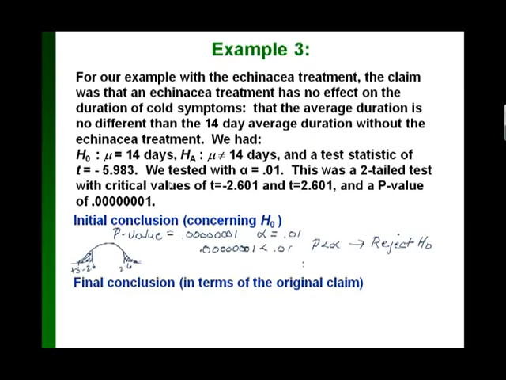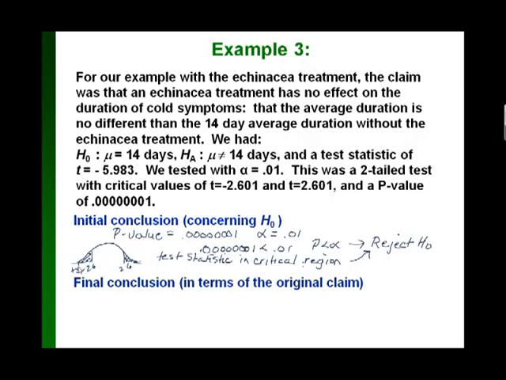When we look at this with the traditional method, since our alternative hypothesis had a not equal to, that means we have a two-tailed test. We actually had two critical values, negative 2.6 and positive 2.6, and our critical region is actually both of the tails beyond both of those two critical values. So if we look at our test statistic, it was negative 5.983. It's clear over here, so it's definitely in the critical region, and that again tells us to reject the null hypothesis.